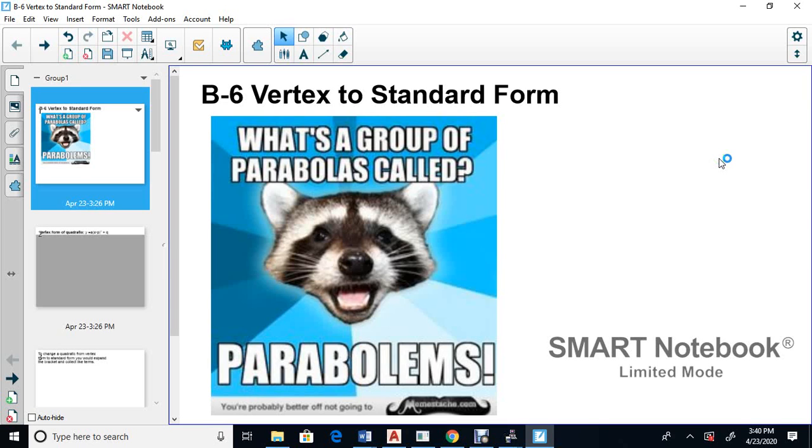Okay, in this lesson, we're actually going to do a bit of expanding, and we're also going to look at a bunch of quadratic functions or quadratics, also known as parabolas, and they're all going to be on a graph.